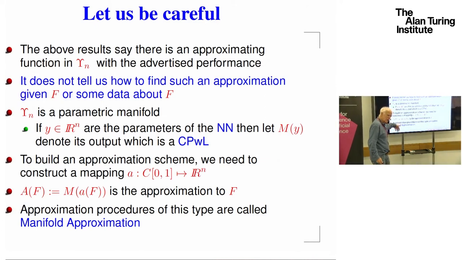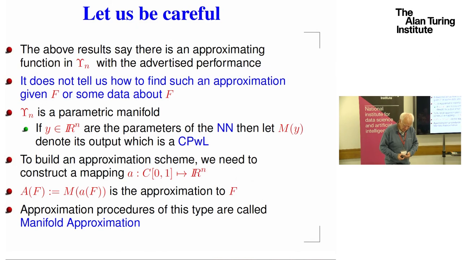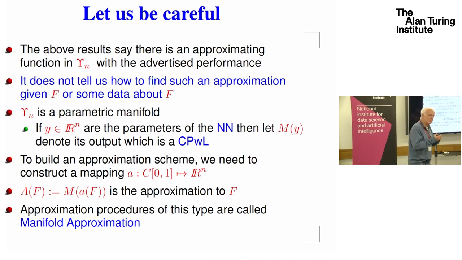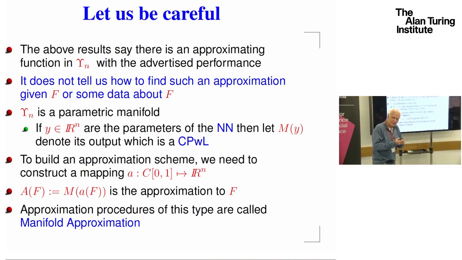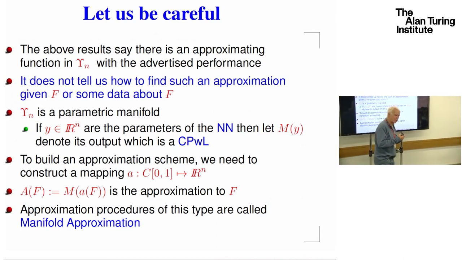So this is a special case of what we call manifold approximation. You have two mappings. Given your function F, the first mapping finds the point in Rn, finds the parameters. The second mapping, given the parameters, tells you how to reconstruct your function.